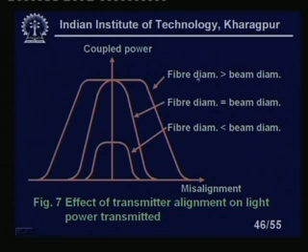Here, the fiber diameter is more than the beam diameter. We can see how much tolerance for misalignment we have. A multimode fiber always has a larger diameter, and that is the advantage. Whereas, when the fiber diameter is equal to the beam diameter, or less than the beam diameter, only a small amount of misalignment will be tolerated.